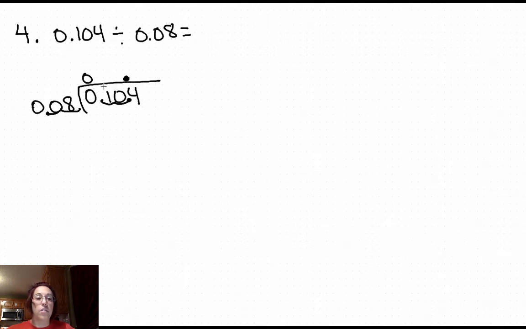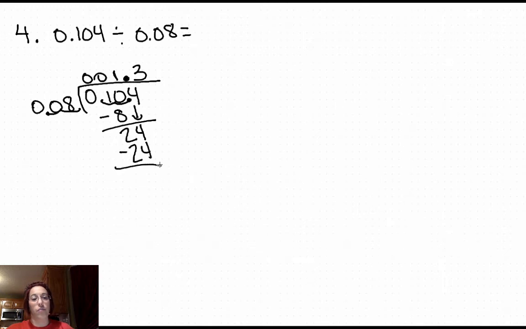8 cannot go into 0, cannot go into 1, but can go into 10 one time. 1 times 8 is 8. Subtract to get 2, bring the 4 down, and 8 will go into 24 3 times. 3 times 8 is 24, leaving 0. So our answer becomes 1 and 3/10.